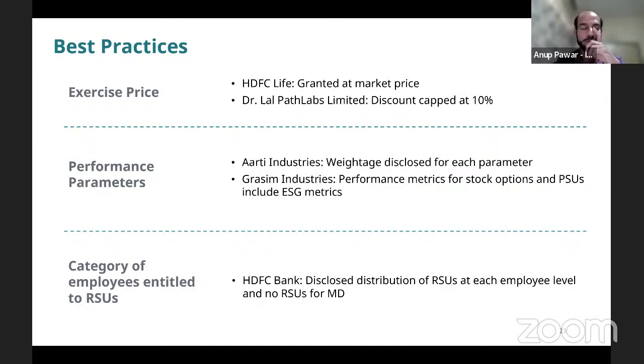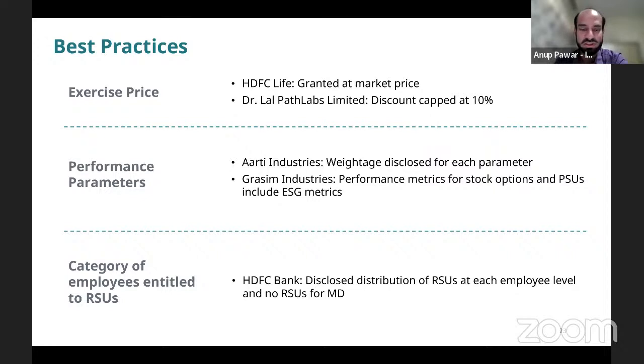Performance parameters, I'll come to these examples, but are the industries where they actually gave out the weightage for each parameter. So they were very deeply discounted stock options, but they said, all the vesting of these stock options will be based on very, very specific performance criteria. Grasim also said that, we have these performance metrics. We have some ESG metrics as well, which again, they went actually a step further.